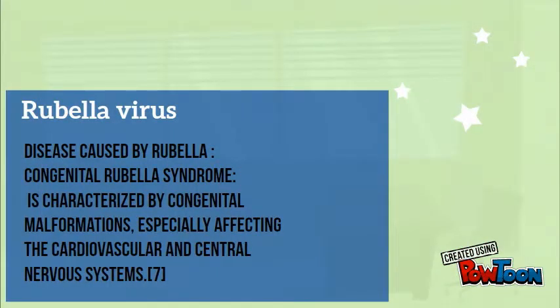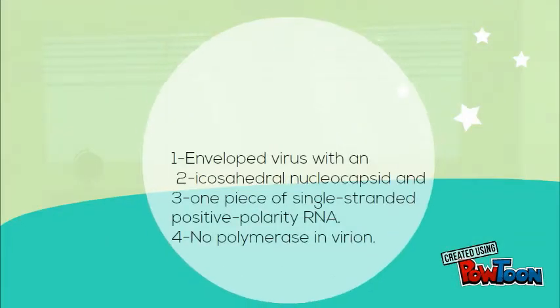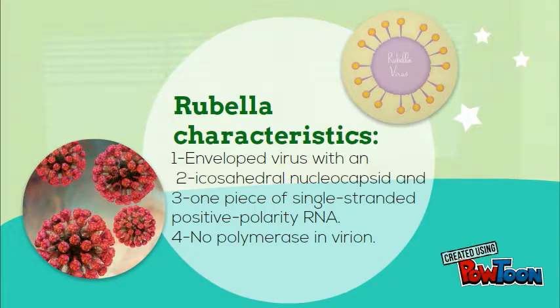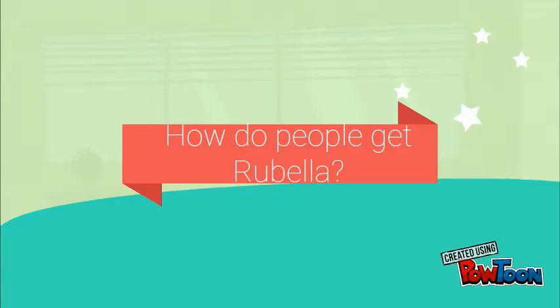In TORCH, R stands for rubella virus, which causes congenital rubella syndrome. It is characterized by congenital malformation, especially affecting the cardiovascular and central nervous system. Rubella virus characteristics: it's an enveloped virus with icosahedral nucleocapsid and one piece of single-stranded positive polarity RNA with no polymerase enzyme.